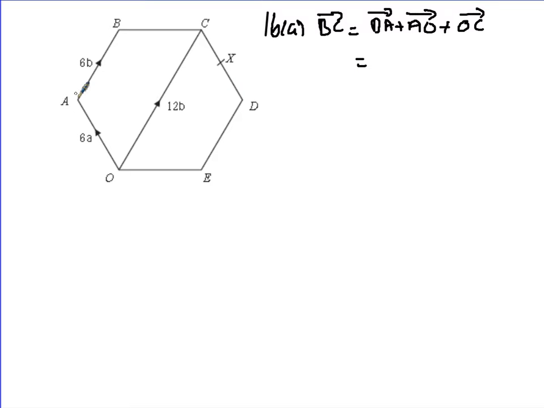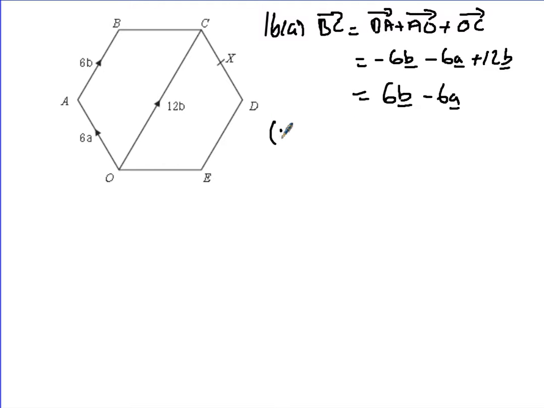So B to A is minus 6B, A to O is minus 6A, and then plus 12B. So you're going to end up with minus 6 plus 12 is just 6B, minus 6A.